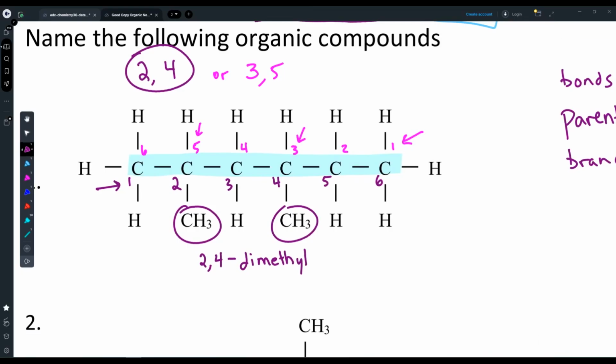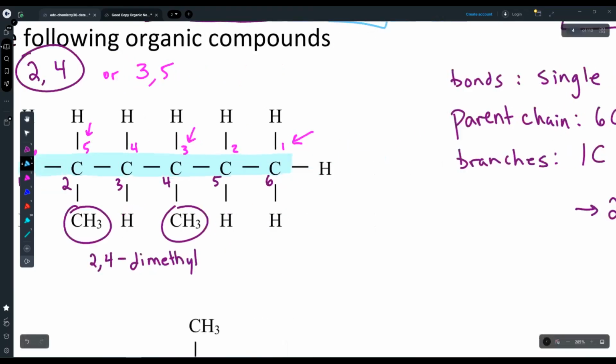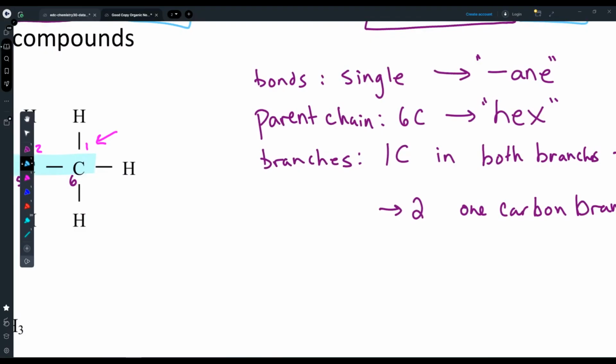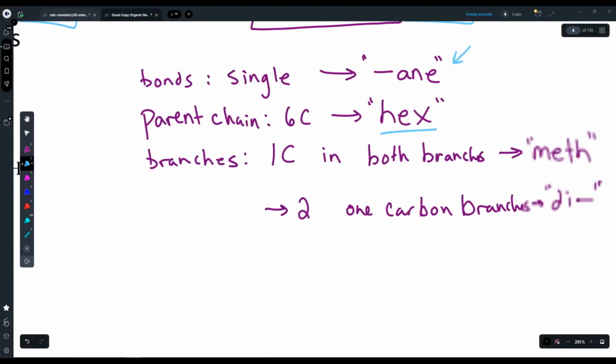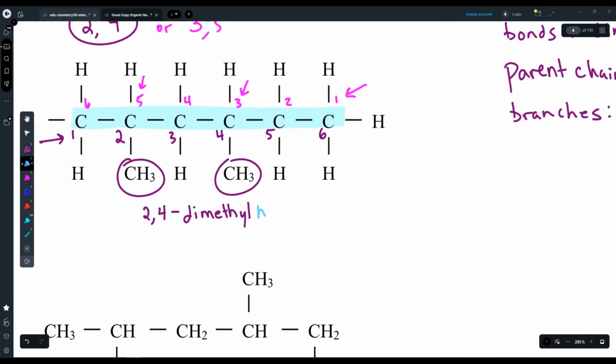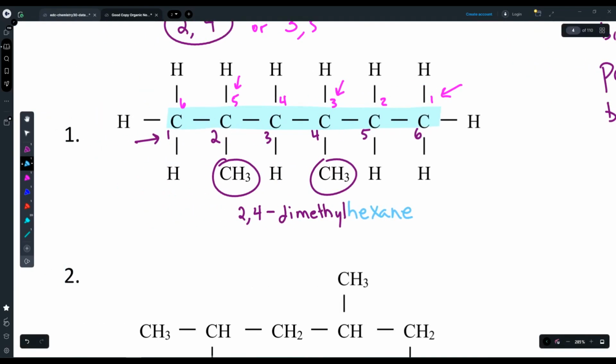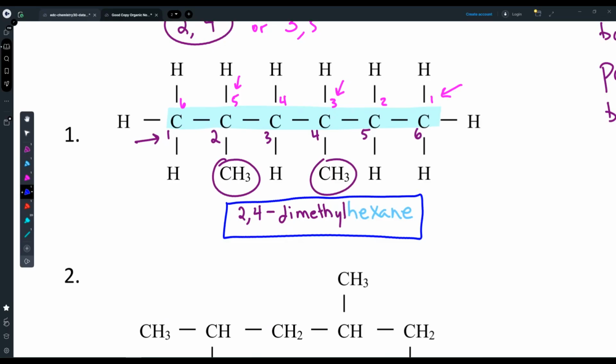Okay. And now I need to talk about my parent chain name. So there's 6 carbons in this parent chain. So we said, okay, make sure that we write hex as our stem. And then because there's only single carbon-carbon bonds, we're going to end it with ANE. So hexane. I'm going to move this closer to really make it obvious that this is all one word. Okay, so this right here is your answer. This is what this compound is called.